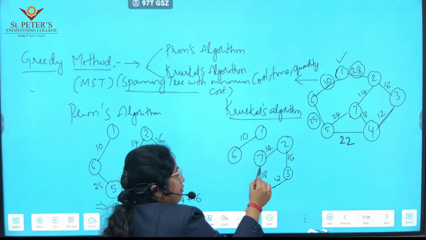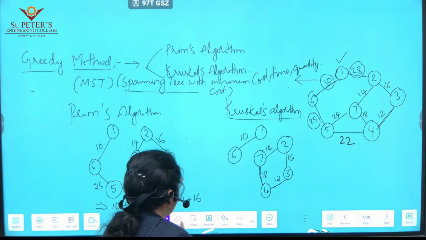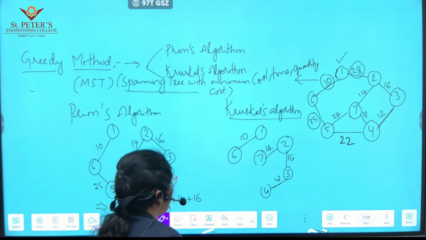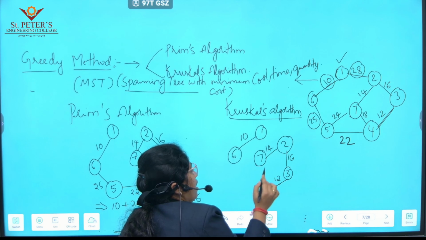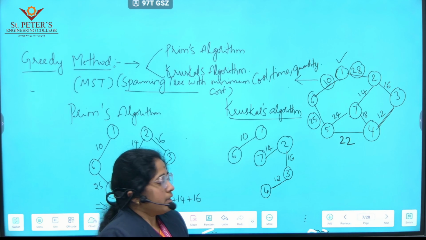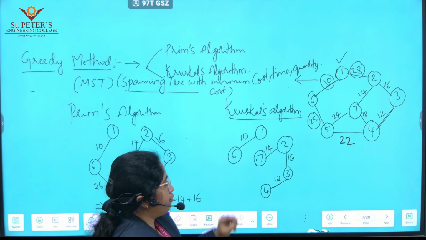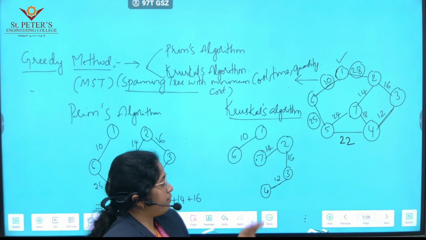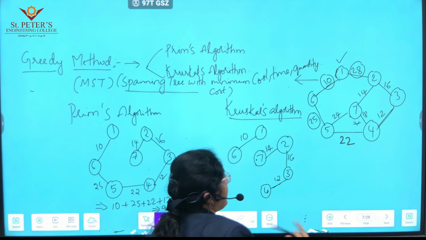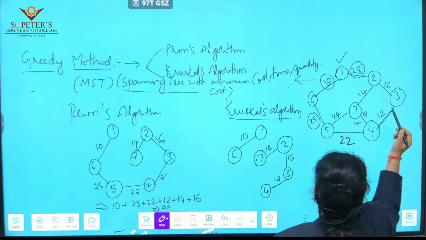Here, if we are considering this edge, it is forming a loop, right? So what we need to do? We need to ignore this edge. Whenever we are drawing a spanning tree, it should not form any loop. And here the edge between 7th vertex and 4th vertex is making a loop. So we are ignoring that edge. What is the next one? 10, 12, 14, 16 completed.